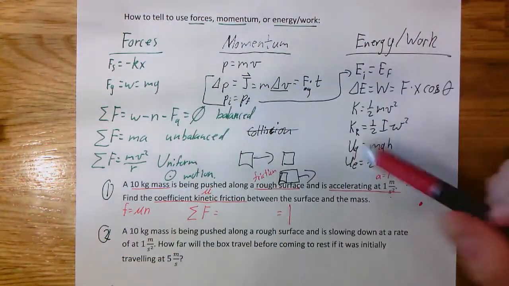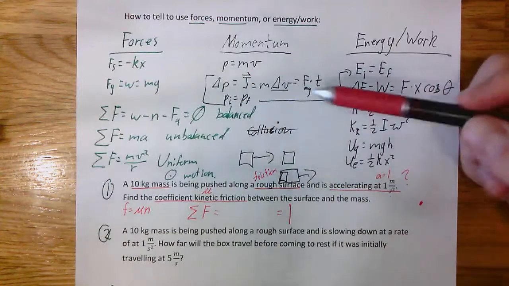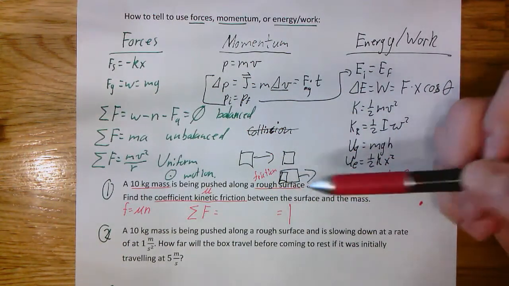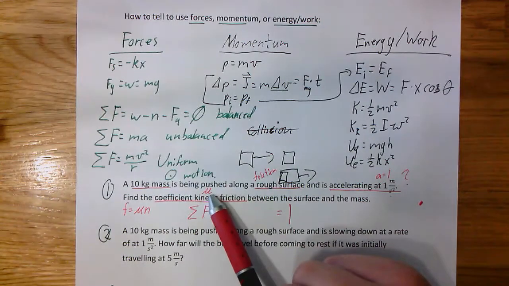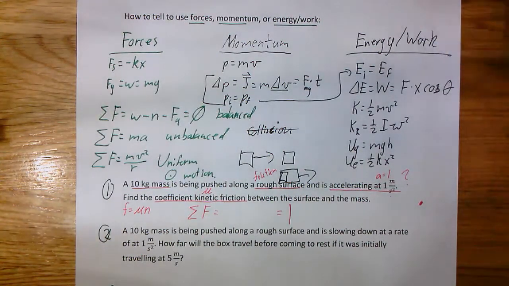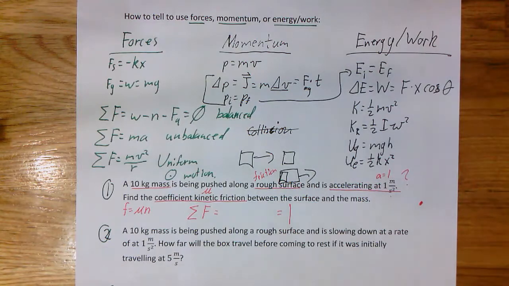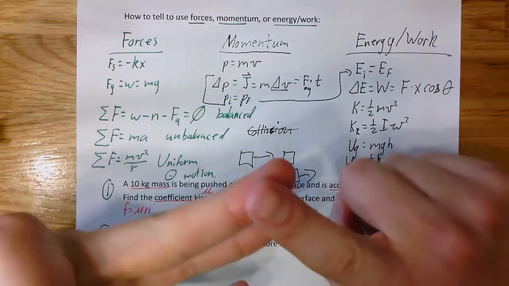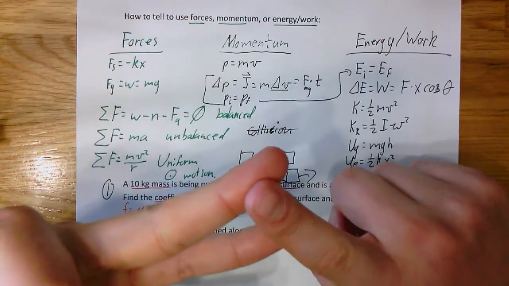Forces, we do know the forces acting on the object. We've got some weight. We've got some friction. We've probably got an applied force pushing the box so that it's opposing friction, things like that. Okay, so we know a lot about the forces. We have an acceleration. We're looking for force information. We should go with the forces route.